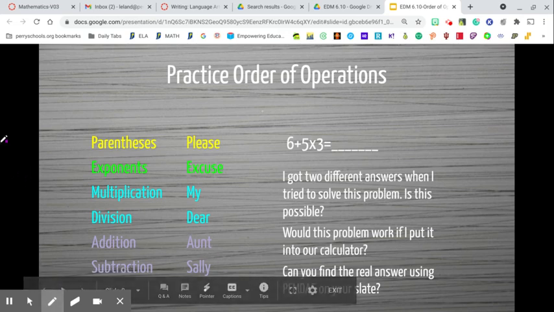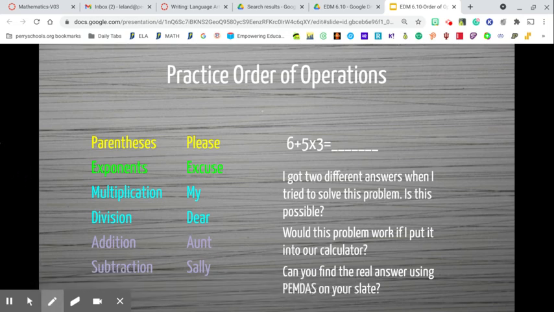Okay. 6 plus 5 times 3. We are going to look for parentheses. There are none. No exponents. I do see multiply, so I'm going to multiply 5 times 3, and that's 15. No division. I do have add, so I'm going to do 6 plus 15 is 21.